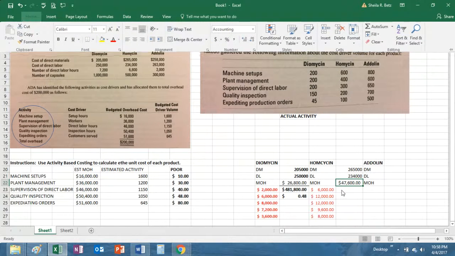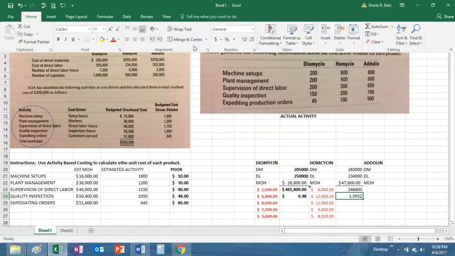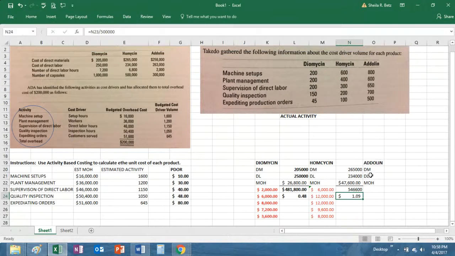Let's make this all pretty. And let's divide it by the number of capsules. In this case, it's only 500,000 to get $1.09 of cost per capsule. All right, one more to go, Adeline. So for overhead, same thing, using the same PDOR rate, just now times it by the activity of Adeline.